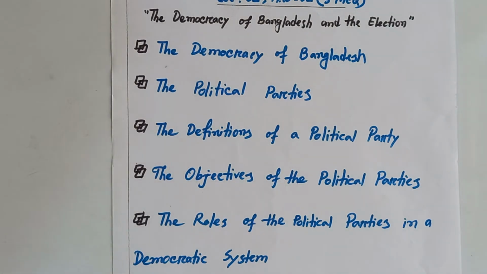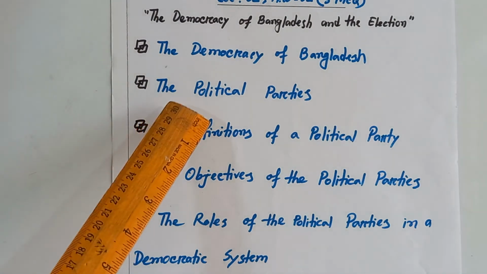At first we fought for democracy before the independence, and we got independence in 71, and then after the death of Sheikh Mujibur Rahman, we had to struggle for 15 years, and in 1991 we were again able to establish democracy in our country. And then there have been 11 national parliament elections in our country. Now we will discuss the second point, that is the political parties.